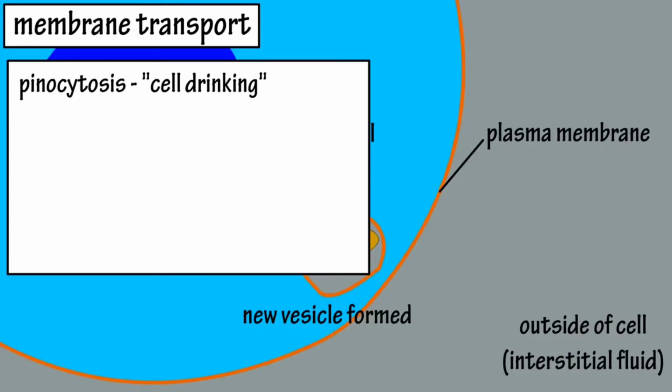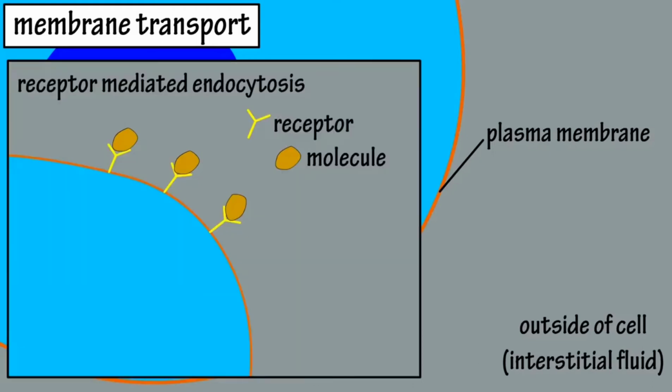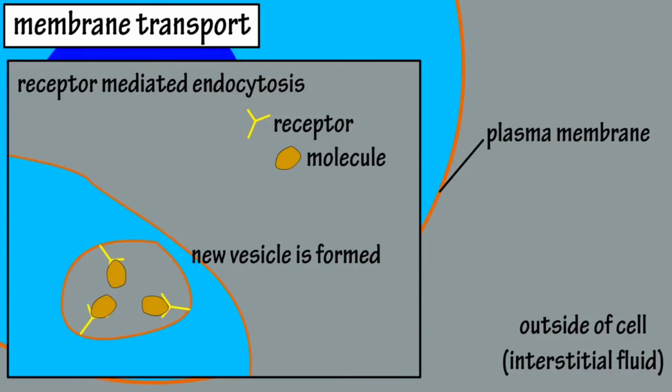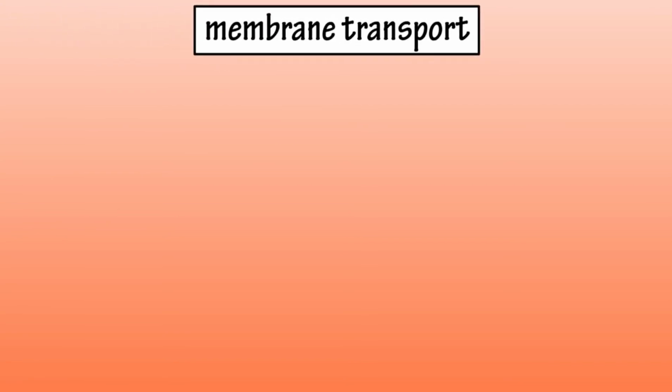Pinocytosis, which is also referred to as cell drinking, is when the plasma membrane folds inward and engulfs droplets of interstitial fluid that contain dissolved solutes that can be used by the cell. Receptor-mediated endocytosis involves using receptors on the outside of the plasma membrane. These receptors bind with molecules in the interstitial fluid, and the membrane folds, enclosing the receptors and the bound molecules, to form a vesicle for transport within the cell. One last thing to note: both vesicular transport processes, endocytosis and exocytosis, require energy. And that's the basics on transport across a membrane.